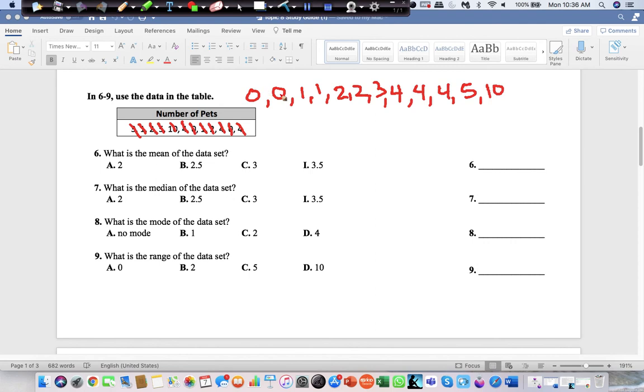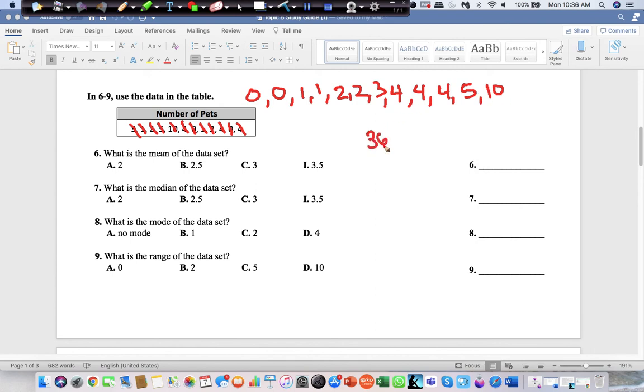So 0 plus 0 is 0, plus 1 is 1, plus 1 is 2. 2 plus 2 is 4, plus 2 is 6, plus 3 is 9, plus 4 is 13, plus 4 is 17, plus 4 is 21, plus 5 is 26, plus 10 is 36.